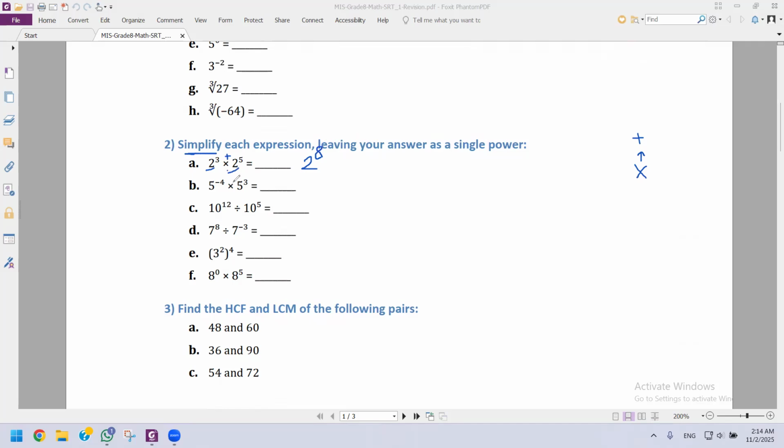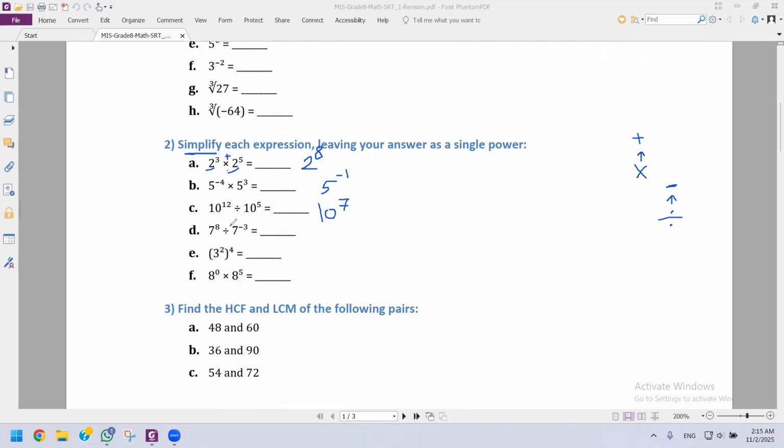Next one, again, in multiplication, we add the powers. Minus 4 plus 3. So minus 4 plus 3 will be minus 1. So it's 5 to the power of minus 1. If you need, you can make positive 1 over 5. Now in division, what do I do for division? In division, I subtract the powers. So it's 10 to the power of 12 minus 5 will be 7.